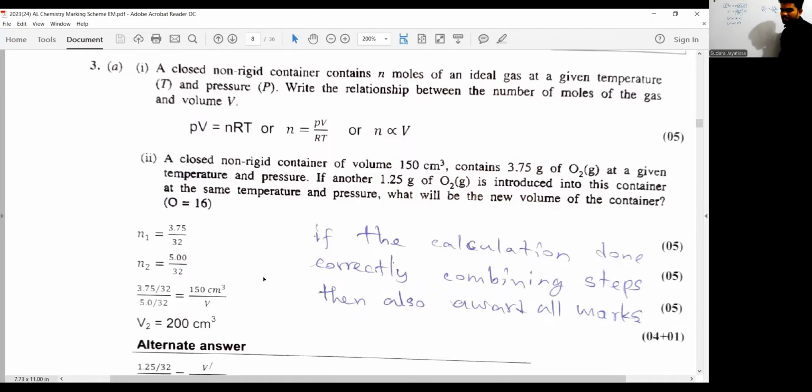And another thing, they have given masses, no? I forgot that. So the masses you need to convert into moles. But don't try to divide them by 32, because anyway both are divided by 32, so 32 and 32 get cancelled. So combining steps, you can do it this way also.